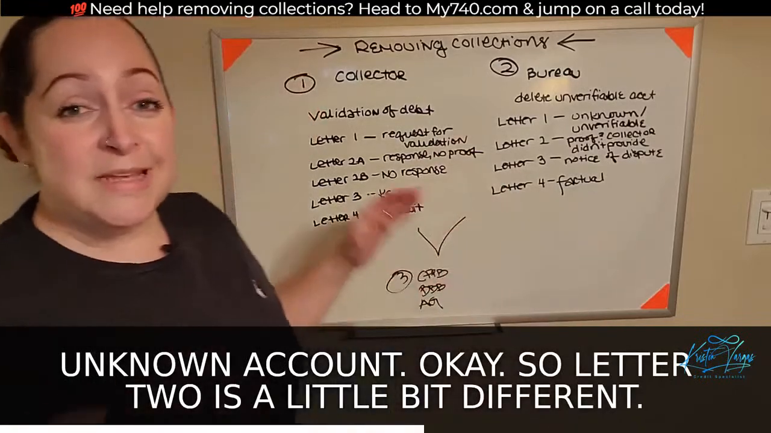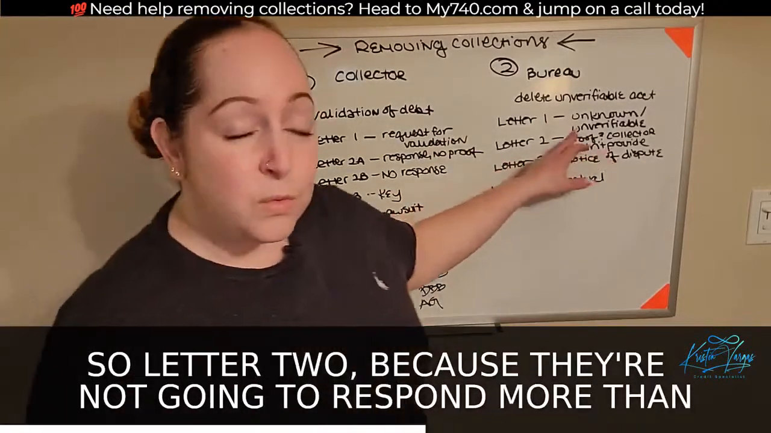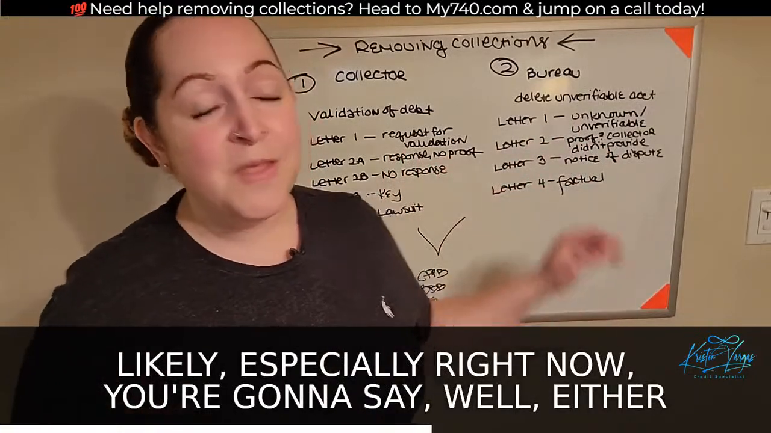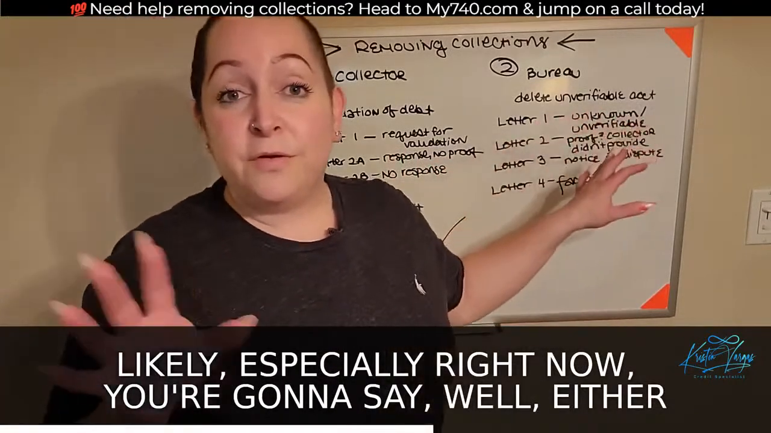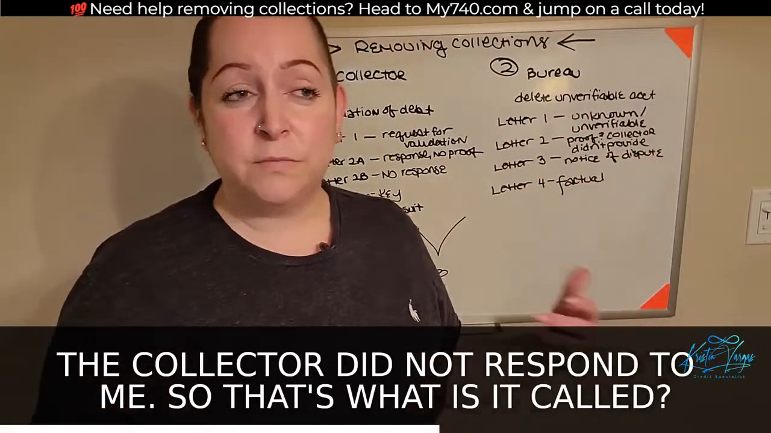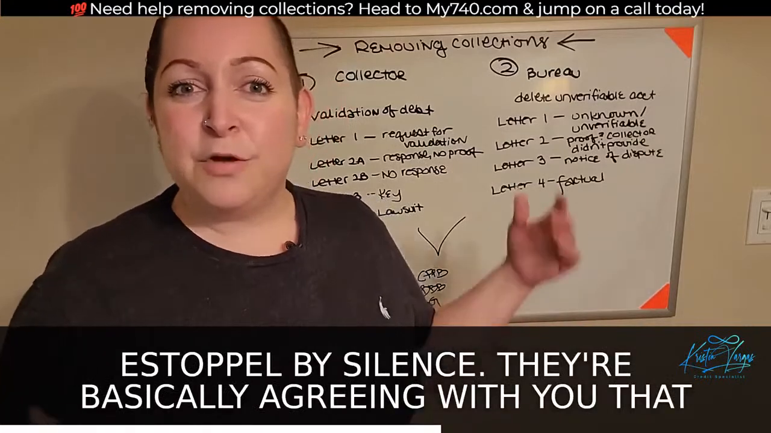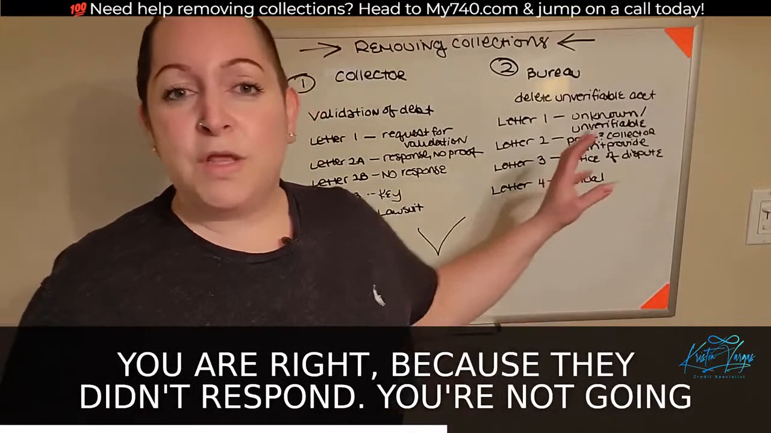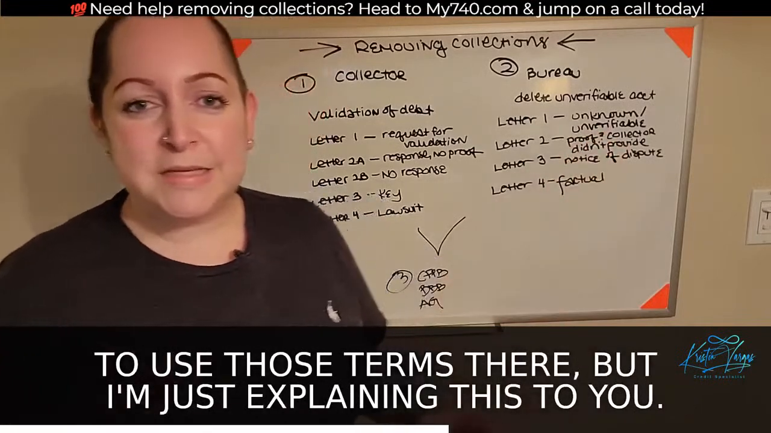So letter 2 is a little bit different. Letter 2, because they're not going to respond more than likely, especially right now, you're going to say, well, either the collector did not respond to me, so that's, what is it called? Estoppel by silence. They're basically agreeing with you that you're right because they didn't respond. You're not going to use those terms there, but I'm just explaining this to you.